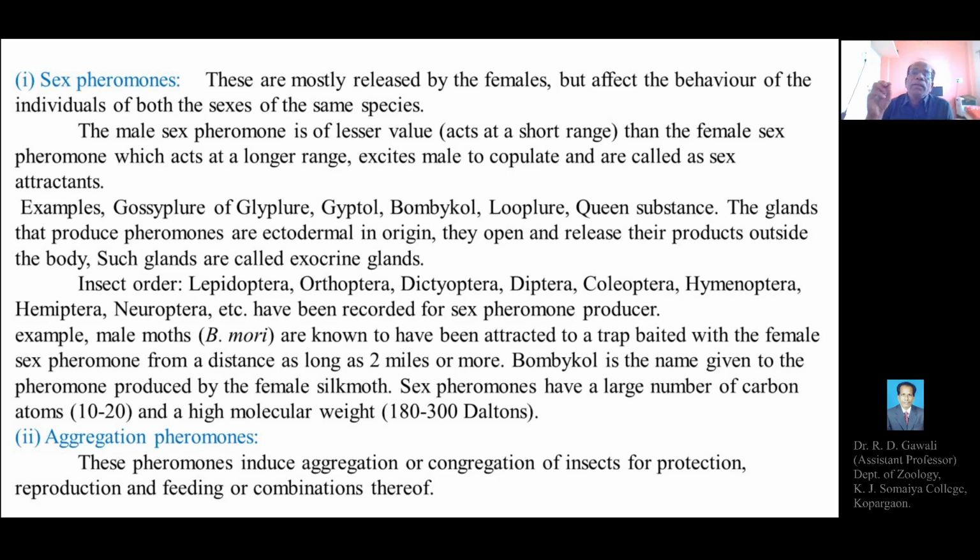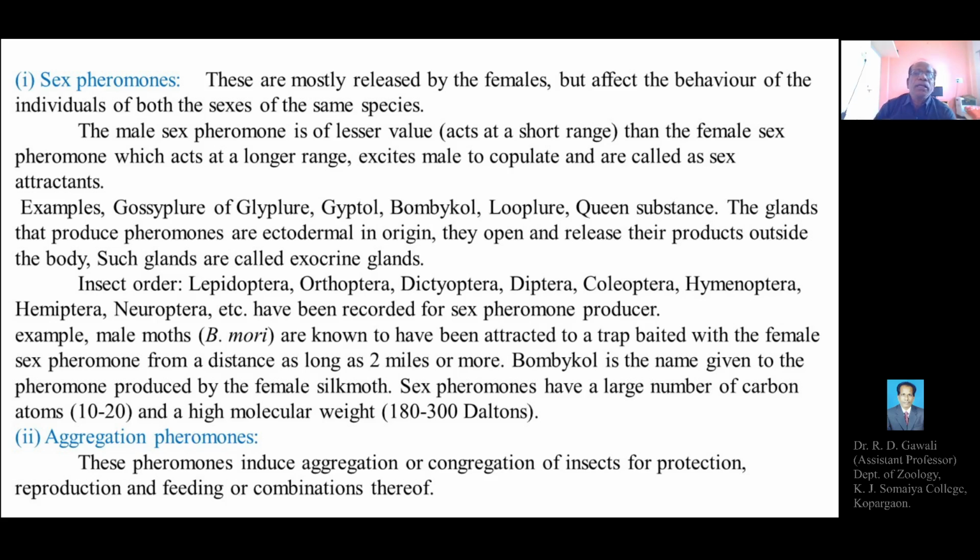So the female sex pheromones, which have their action or effect up to a longer distance or longer range, excite or attract the male members for the purpose of copulation, and thus are called sex attractants or lurants. For example, gossyplure or gyplure, gyptol, bombicol, looplure, queen substance. These are the examples of the sex attractants.